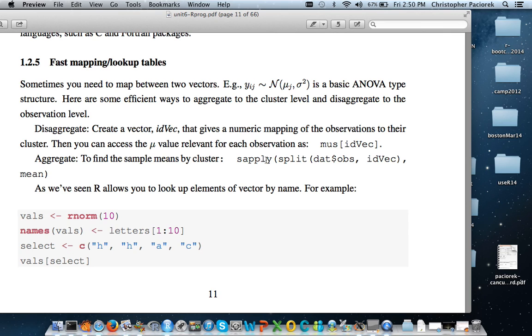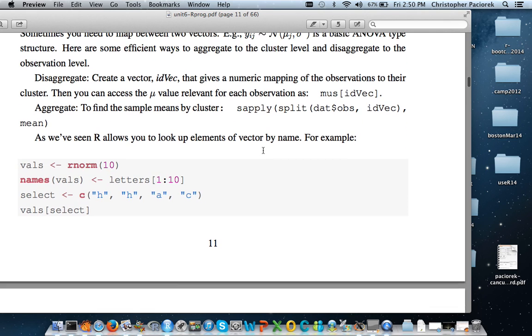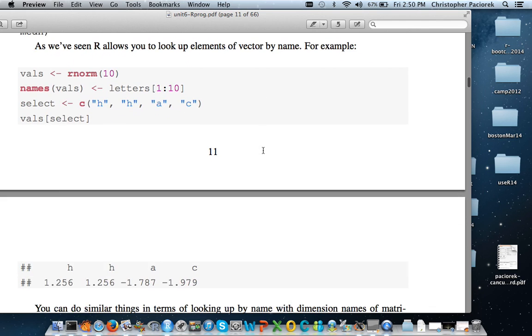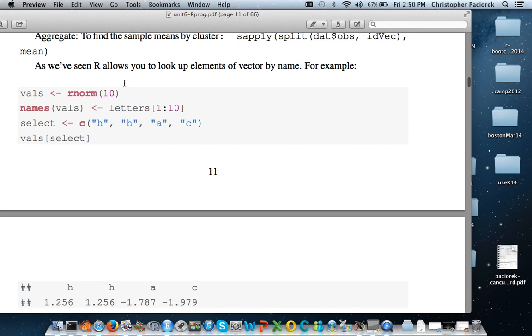And if we want to go in the other direction, we can use the split function and then use something like sapply, for example, to compute a mean across each of the groups. If you first saw this problem, you might think, okay, I have to write a for loop and do all this stuff. But for lots of these kinds of problems, there are very quick ways to do this with the facilities of the language. The other thing I want to point out is that R allows you to look up things by label or by name. So suppose I have a vector of numbers that I'm calling vals, and I had given a name to each element of the vector.